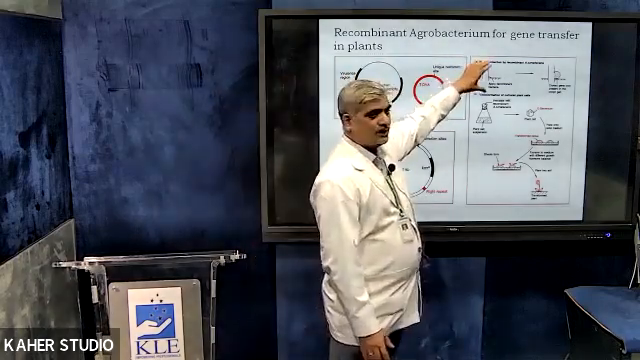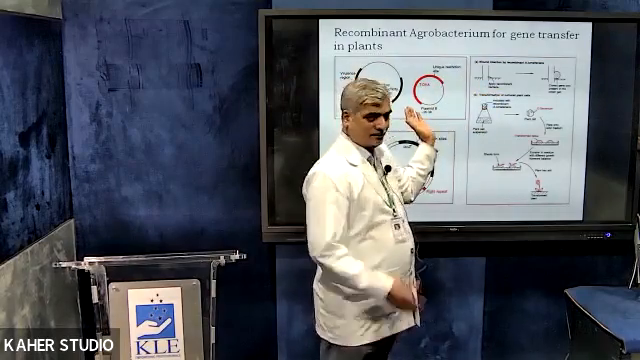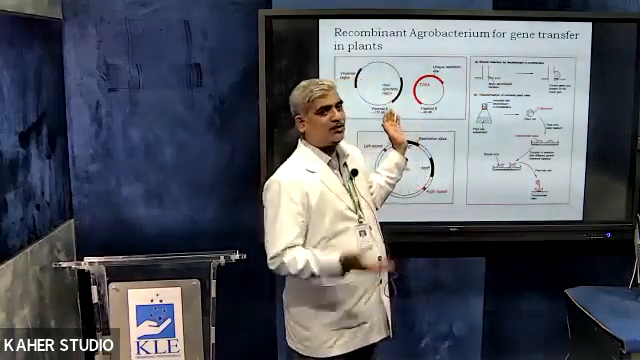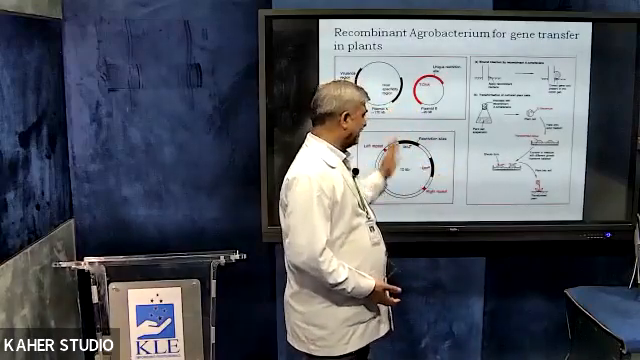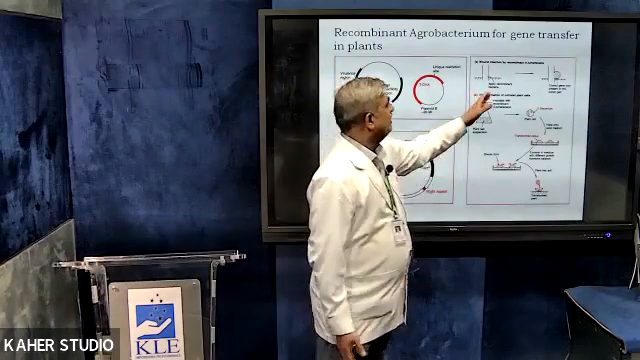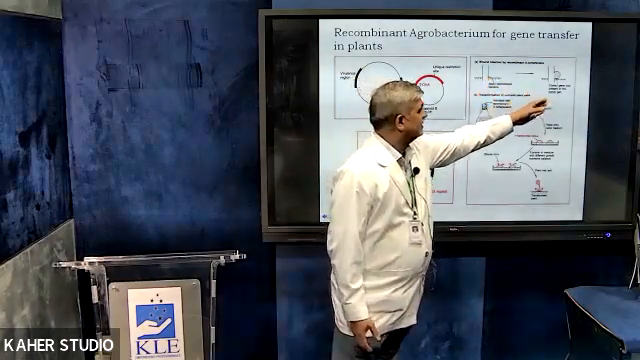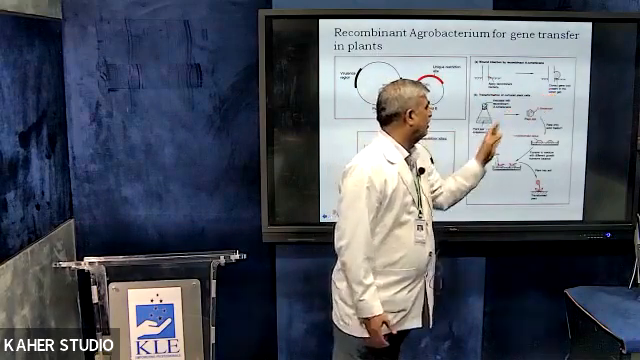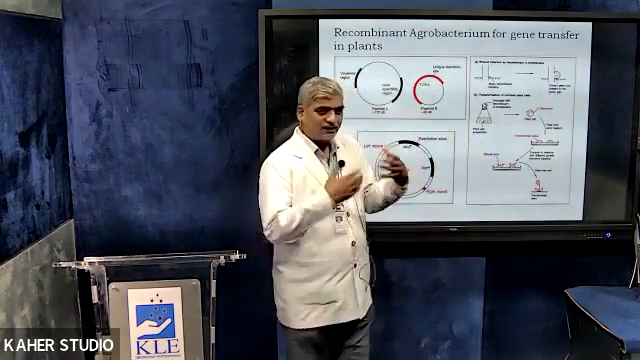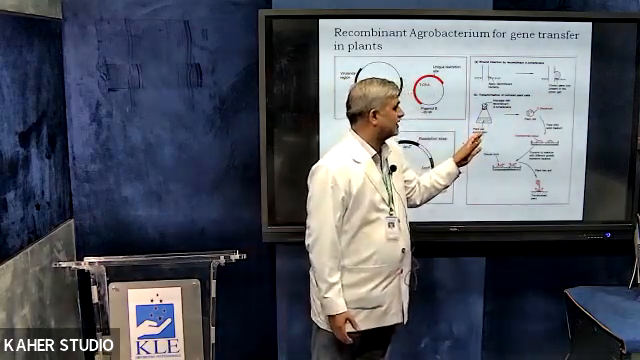So wound initiation will be done, and the recombinant Agrobacterium, which has been transformed with the Ti plasmid containing the desired gene, will be used under laboratory conditions, and the cloned gene is only present in the crown gall. So you can generate the plants, and plants can be made into cell suspensions.